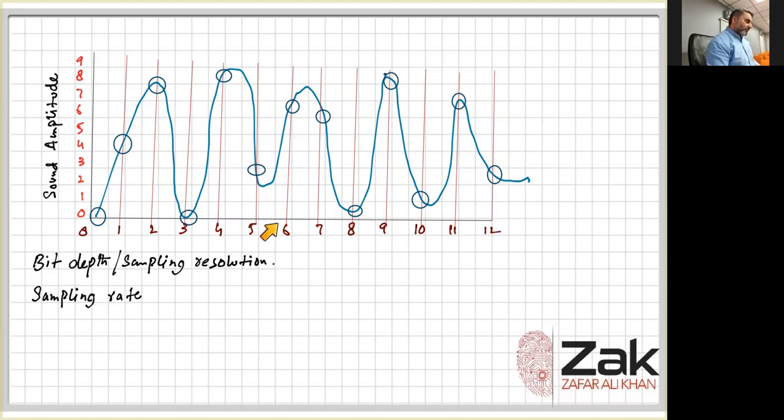Now, what is a sample? One recording, this one which is 0, this one is 4, this one is 7 or 8, this is called one sample. So the number of samples taken per second is the sampling rate, and the number of bits used to store that sample is called bit depth.